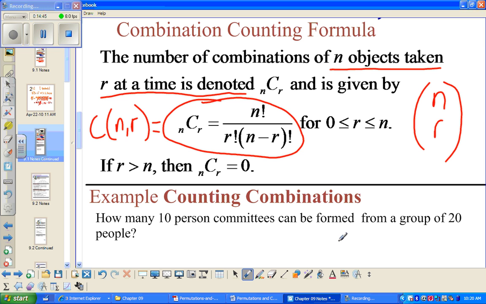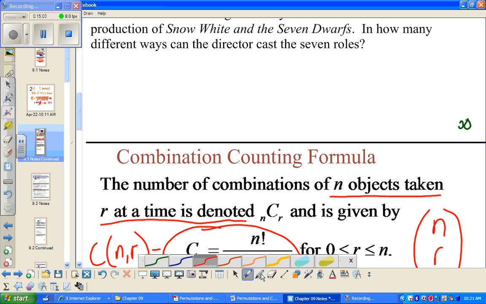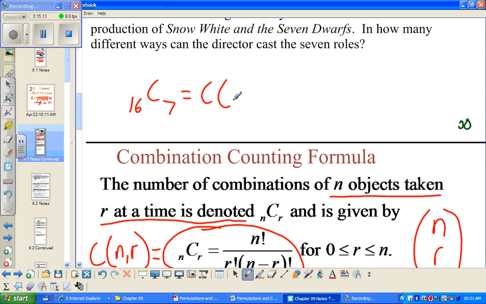Say in the last example, the director had to choose 7 people just to be choir members, where the choir members did not have a specific role. Well, that question then becomes different. Now they aren't each assigned a specific role, they're just choir members. So we would want 16 choose 7. Or we could write it in this form.